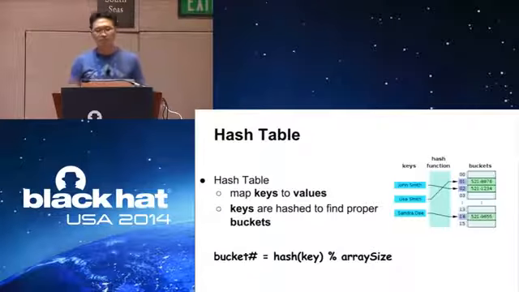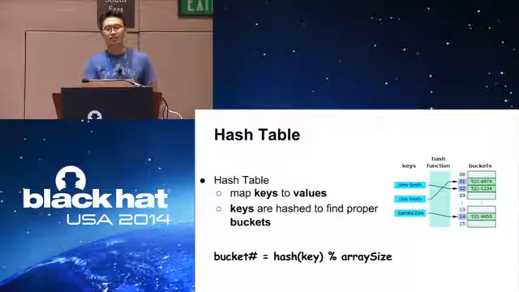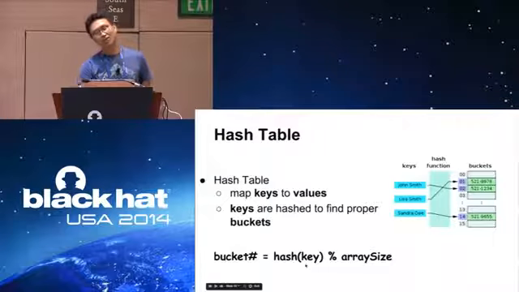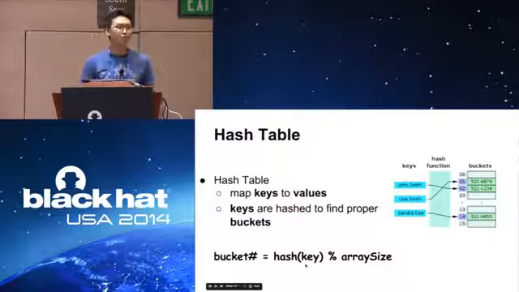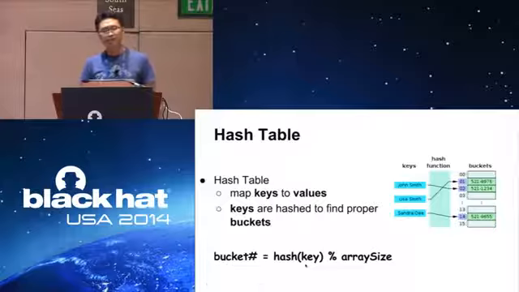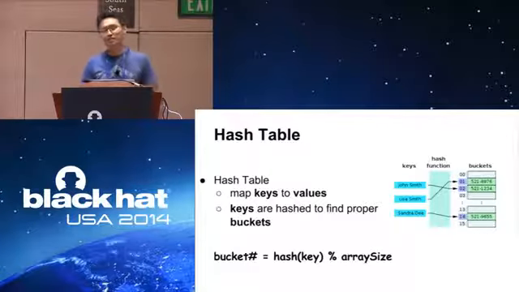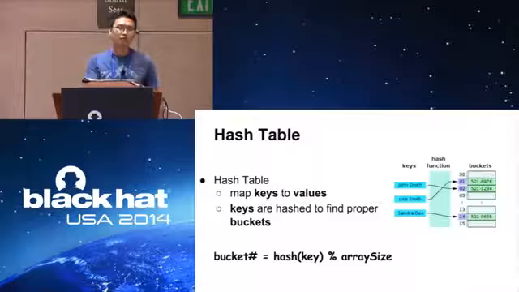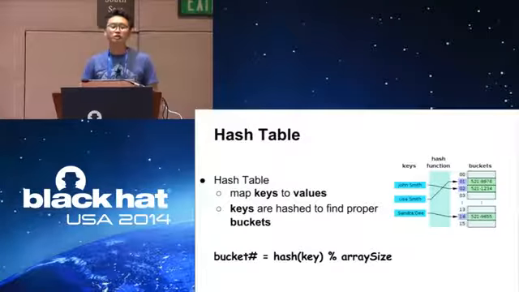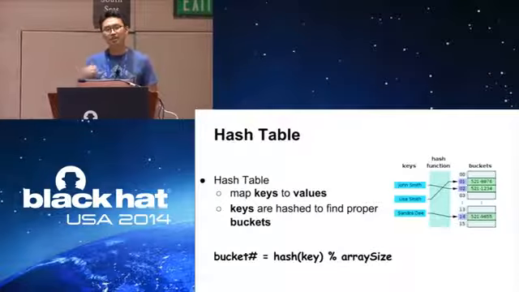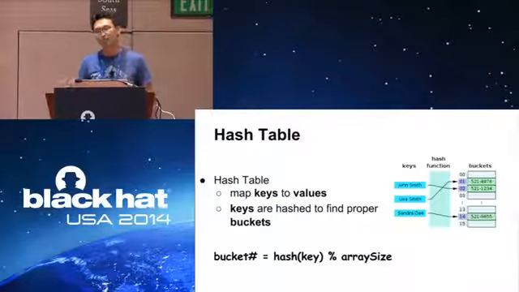So this computation can be done like this. Given a key, you compute the hash, and then just take the mod on the array size. This is the reason why it does the mod operation on the array size. Most hash tables are implemented with an underlying array, and you want to make sure that the bucket index doesn't go beyond the size of the array.